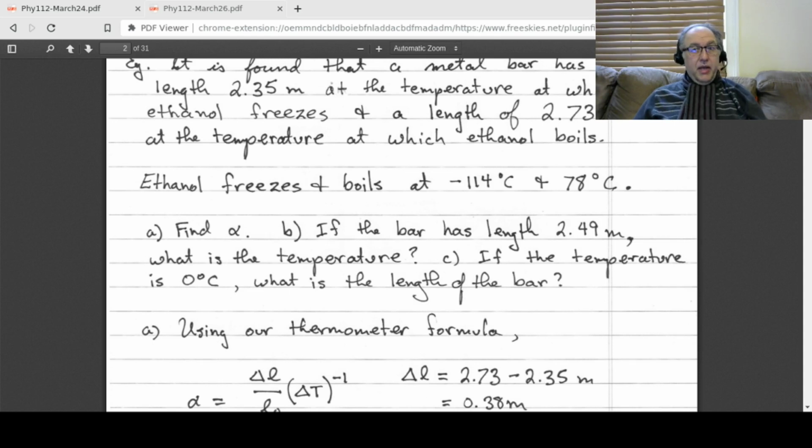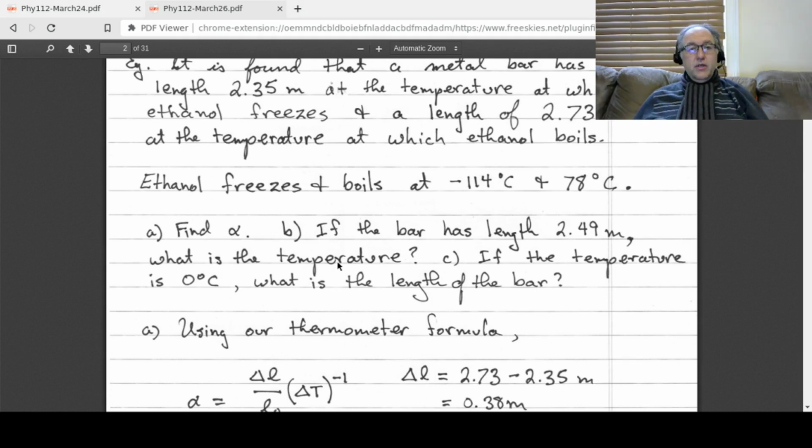Okay, so you can see there it's acting like a thermometer, because in a thermometer the length through that formula gets mapped to a temperature. Okay, but it's the other way around too. You could say, look, the temperature is 0 degrees Celsius. What length do I expect for this bar?